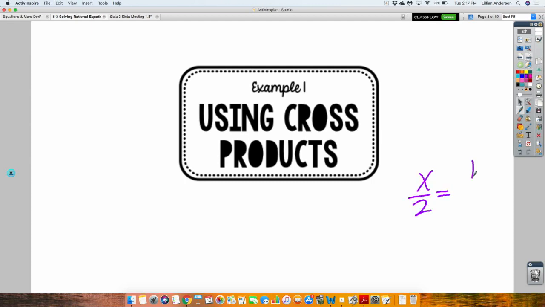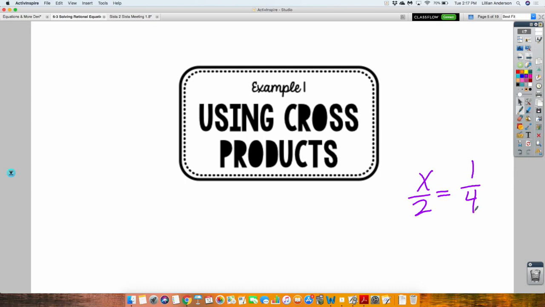Now, let's take a look at this. If you have x over 2 equals 1/4. A long time ago, like way before Algebra 2, you guys learned how to solve these types of problems. What would you have to do here? What would you have to do to solve this problem? Exactly, you would have to cross multiply.